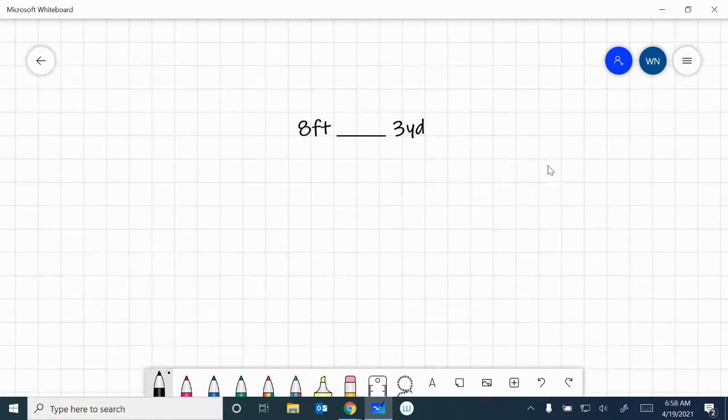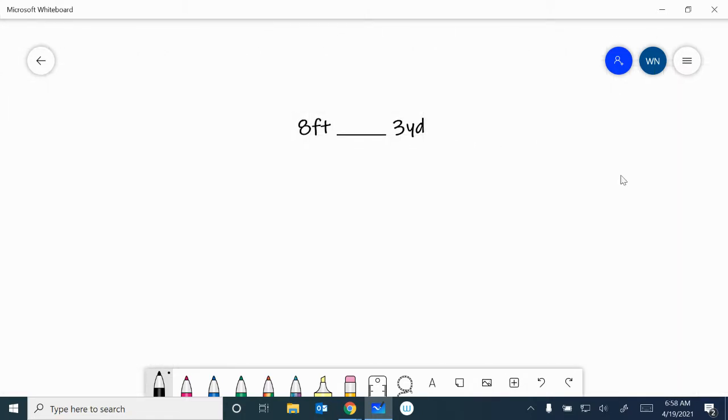Let's do another one. For this one, you're going to be comparing them. 8 feet or 3 yards. Which is bigger? Go ahead and put your comparison symbol in there. All right, let's work it out. You can choose to turn the feet into yards or the yards into feet. I think it's a little bit easier to change your yards into feet, so let's go ahead and work on that. 3 yards, we know there's 3 feet per yard, so 3 times 3 would be 9 feet. So I know my 8 feet is smaller than 9 feet. So you should have less than: 8 feet is less than 3 yards.